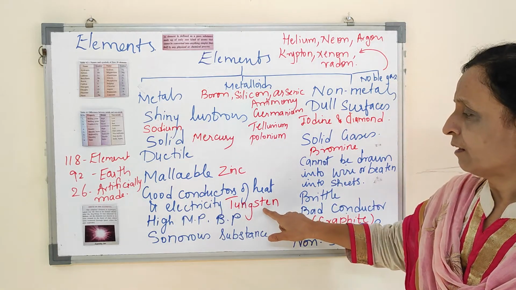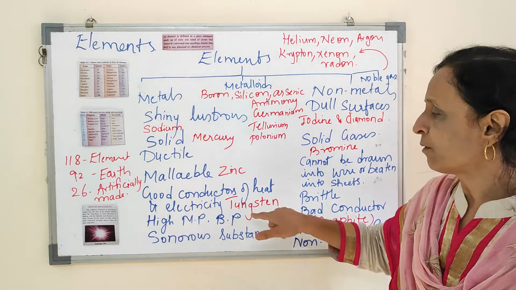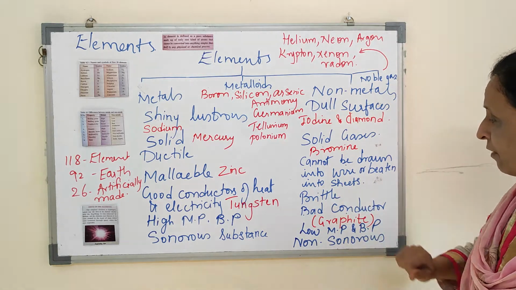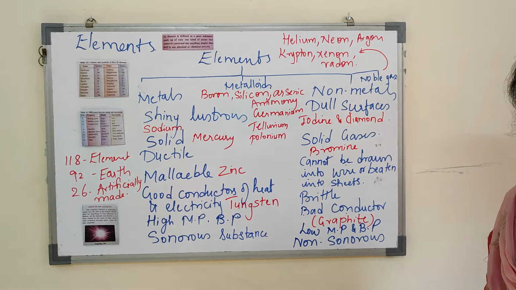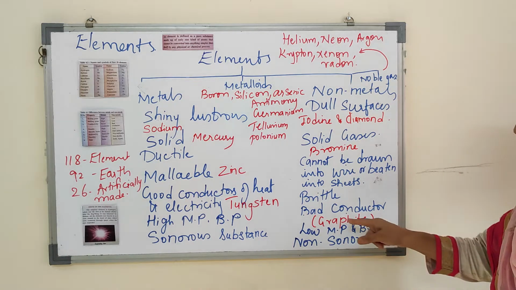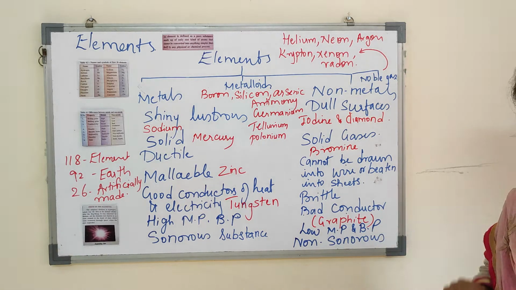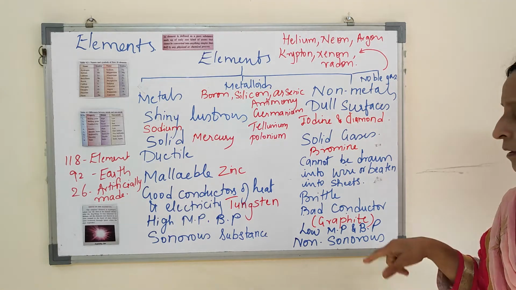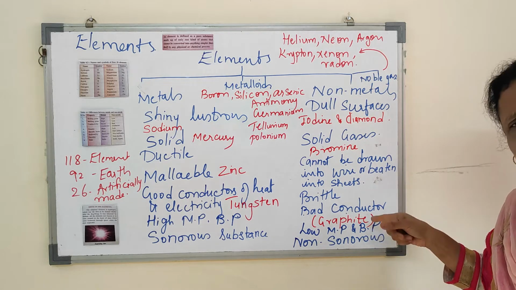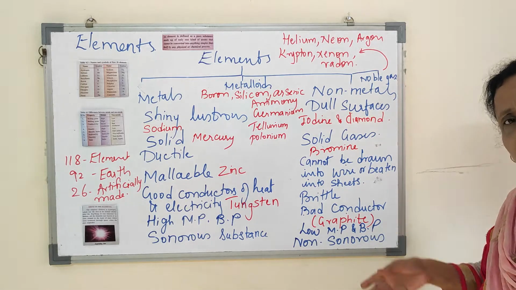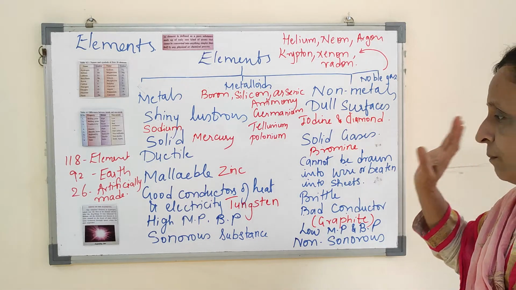Now the example which does not have this property is tungsten. In the same way, non-metals are bad conductors of heat and electricity. But then again there is an exception, which is graphite. Graphite is what? It's carbon. So that is graphite. It's not a metal, but it will conduct heat, and it will conduct electricity also.